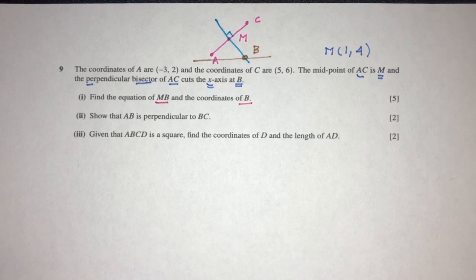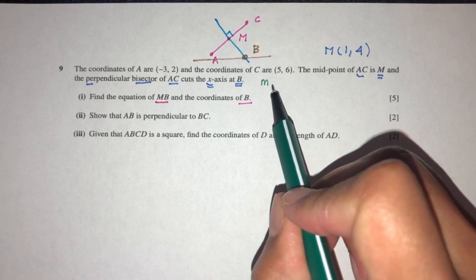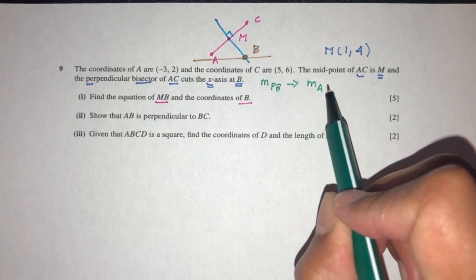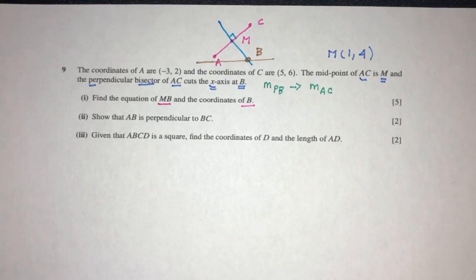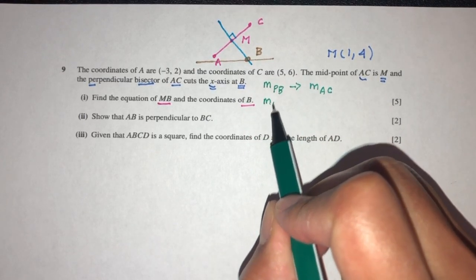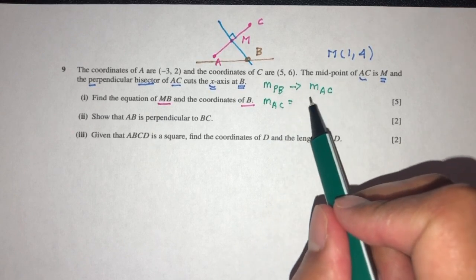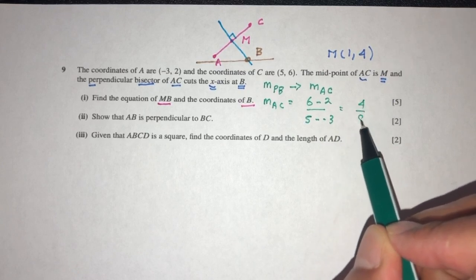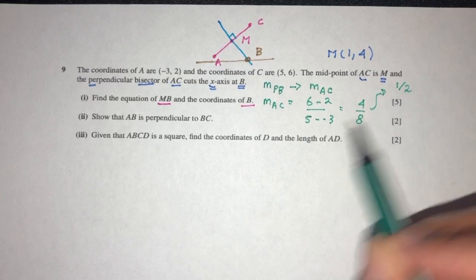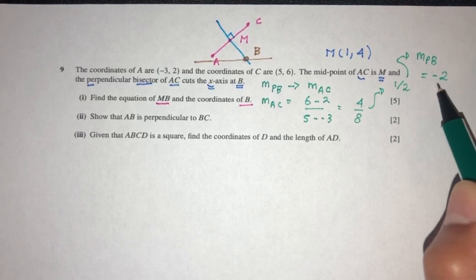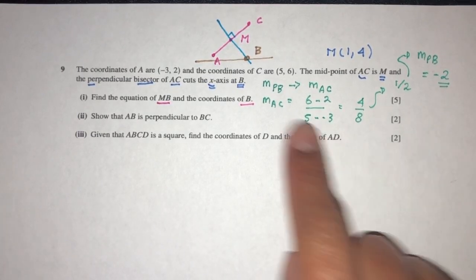So pretty easy. To find the equation of a straight line, you must first find its gradient. So let's find the gradient of the perpendicular bisector. But first, we have to find the gradient of AC. Because they are perpendicular to each other, we can derive this gradient from this one. So what is the gradient of AC? That will be y2 minus y1 over x2 minus x1. That should be 4 over 8, and that should be half. So from this, we can have what? The gradient of MB should be -2. So that will be the gradient of the perpendicular bisector.